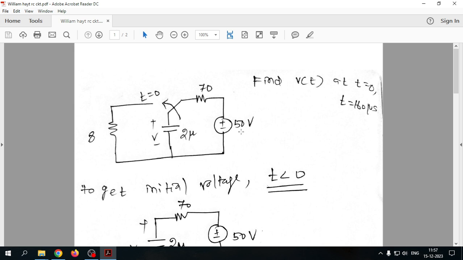In this video, we will discuss one more example. This example is from William Hayt's book, and this is also a practice problem. You can find the solution from here. You have only the answer in the book, and this is how you have to solve the circuit.